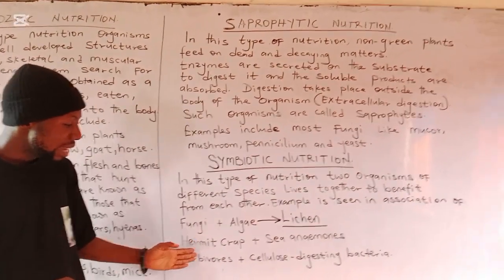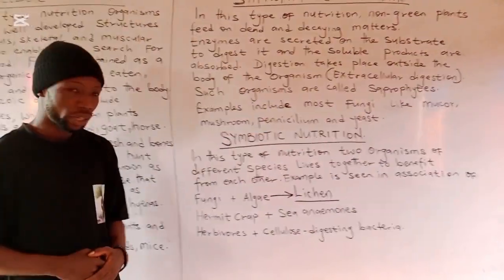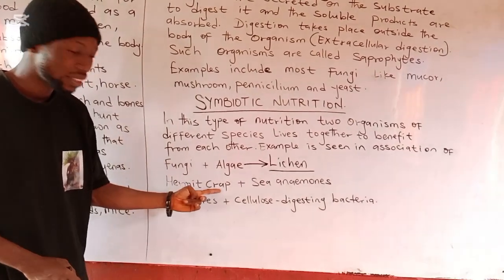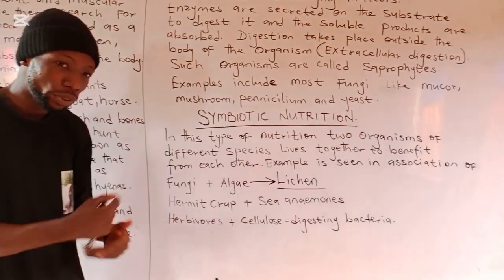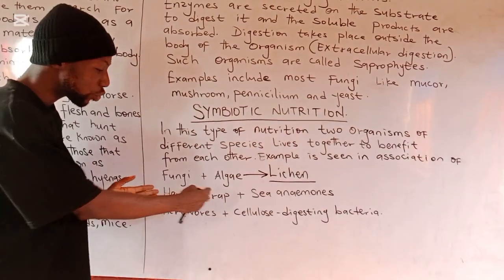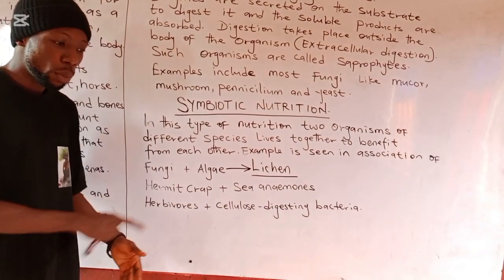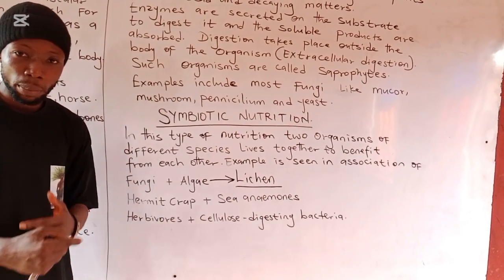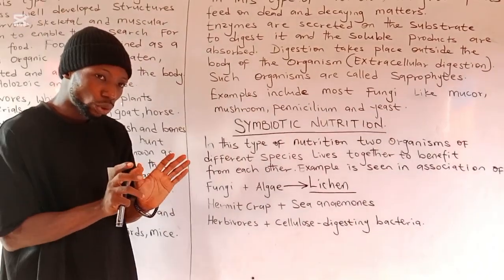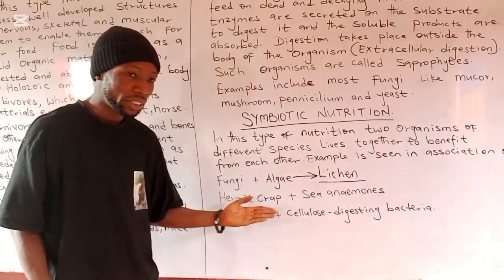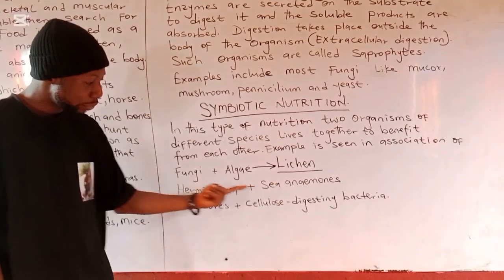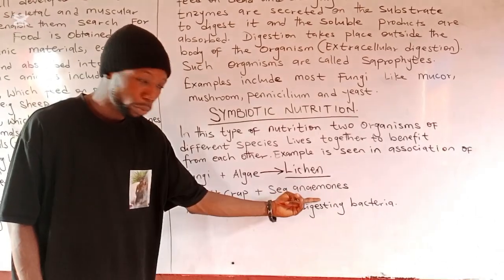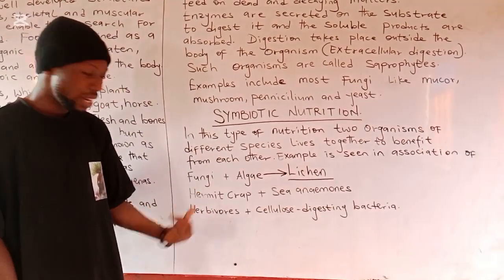Then the next is the hermit crab and sea animals. The sea animal attaches itself to the shell of the hermit crab. The sea animal is most times immobile, as we know. So the hermit crab carries the sea animal, moves about, and provides food for it. And the sea animal is capable of producing a rose-like structure that protects the hermit crab. So the crab provides food and moves about with the sea animal, and the sea animal provides shell protection for the hermit crab.